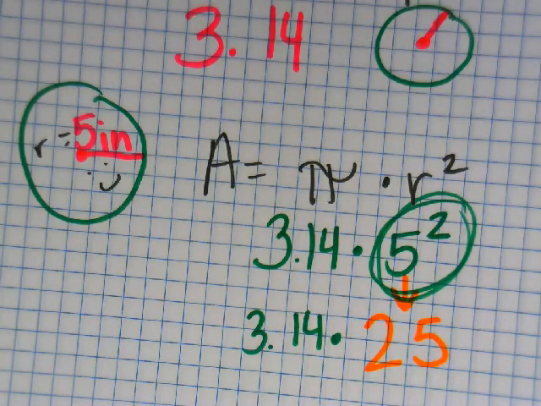All right. Why do we put R? Because we need radius. R stands for radius. Okay, type it in. What do you got? 78.